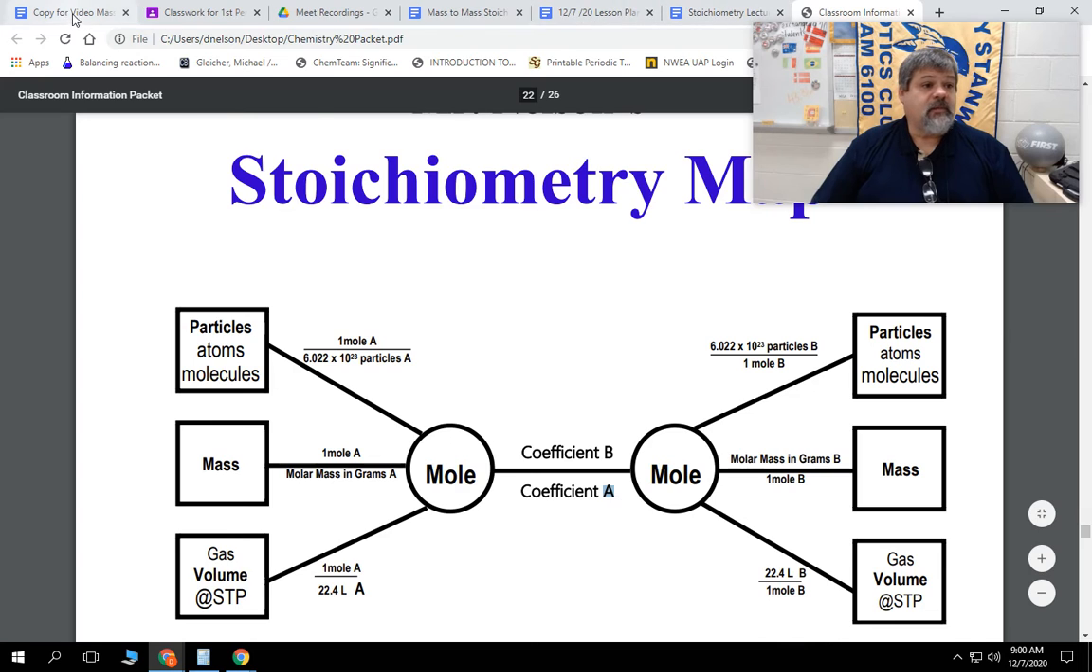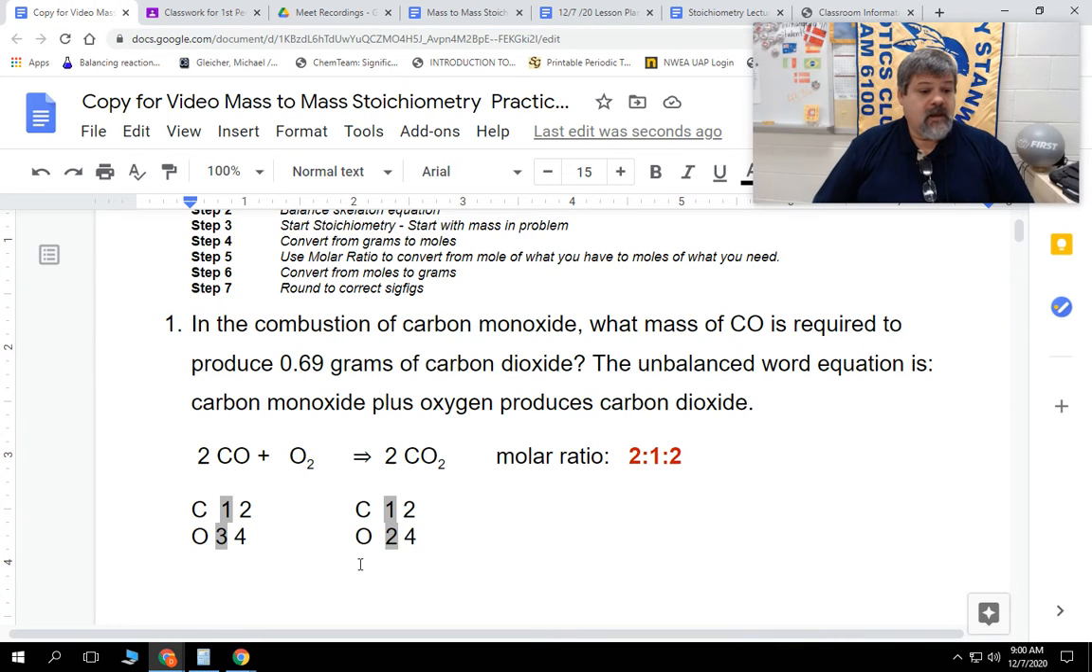So let's go back to the problem. And here's our problem. Let's look at the question. The question says, what is the mass of carbon monoxide required to produce this much carbon dioxide? So I'm going from here to there. So my molar ratio is going to be 2 to 2, which is a good thing, because I don't have to do the math in it. So let's go ahead and start off, and we're going to have 0.69 grams of carbon dioxide, which is CO2.